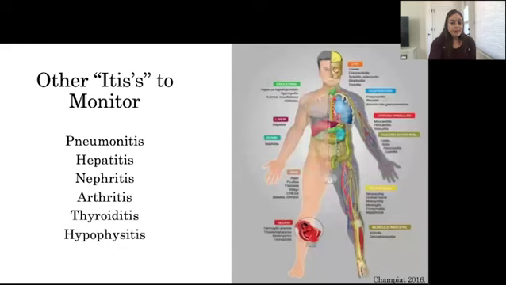There are many other inflammatory side effects to monitor, other itises. And this picture right here is a good representation of all that this may entail. Of course, not all of this is going to happen. Most of it is rare, thankfully. But pointing out some of the other notable ones, like pneumonitis, this is a serious side effect, somewhat rare, but more common in certain settings, such as in lung cancer.